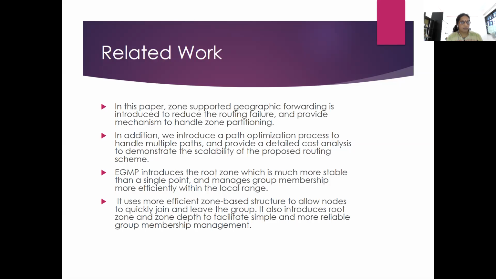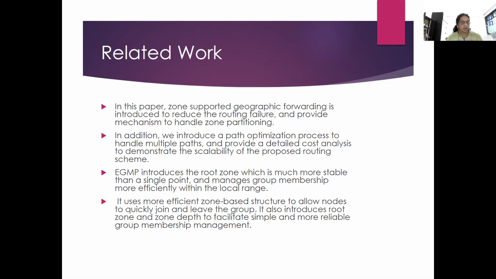Instead of using one RP as a core for group membership management, which may lead to a single point of failure, EGMP introduces the root zone, which is much more stable than a single point and manages group membership more efficiently within the local range. It uses a more efficient zone-based structure to allow nodes to quickly join and leave the group. It also introduces root zone and zone depth to facilitate simple and more reliable group membership management. EGMP does not use any periodic network-wide flooding. Thus, it can be scalable to both the group size and network size.